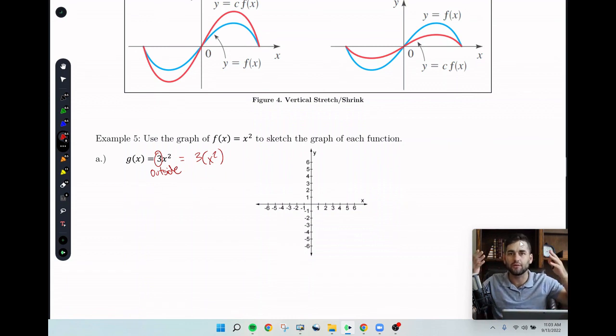So we can go with our intuition and say this is probably going to stretch. This is going to be like I'm taking a rubber band and I'm stretching it vertically. Like if I had a rubber band and I started to stretch it vertically, then it would grow, right? It would get taller. So let's see.